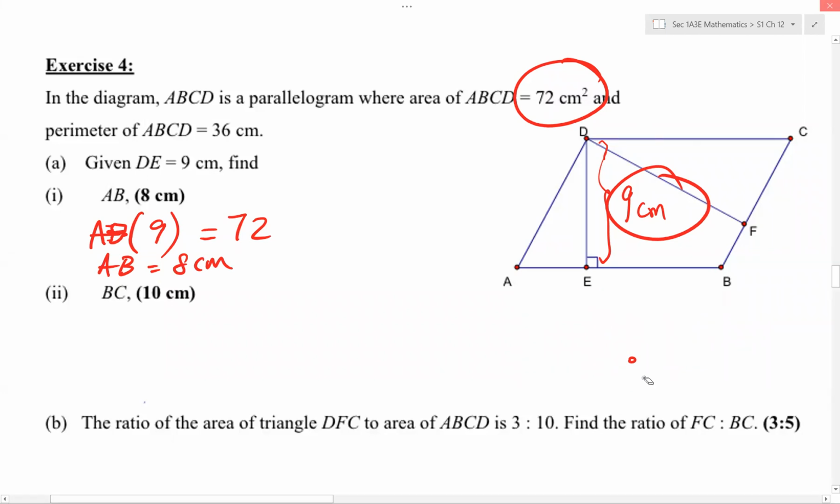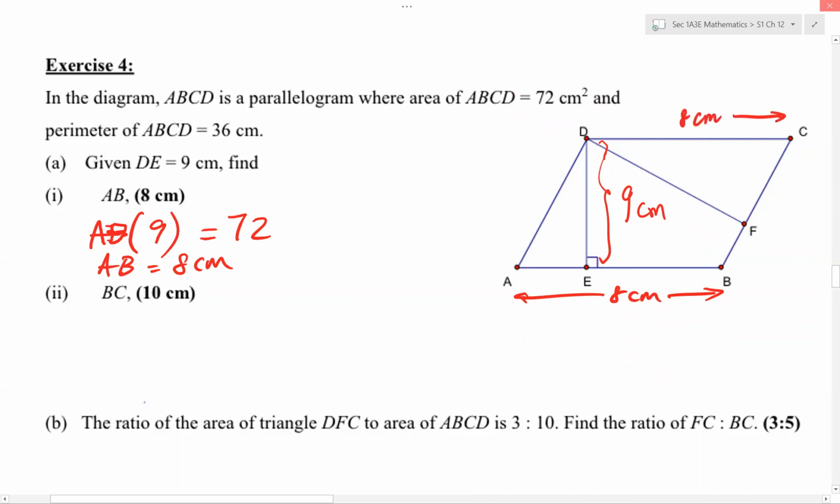So the base is decided. It is 8 cm. If the bottom is 8 cm, being a parallelogram, the opposite side must also be 8 cm. Now they ask us to find BC. This is the next unknown. If I have two opposite lengths of 8 cm each, and they tell us the perimeter is 36, that allows me to find the distance BC.